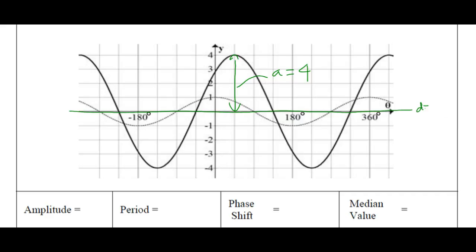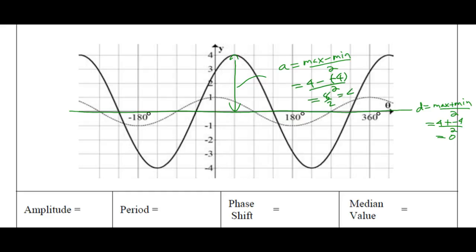Yeah, so d is equal to, here, let's do this. D is equal to max plus min, it's the average, over 2. So 4 plus negative 4 over 2, which is 0. And then a is equal to max minus min over 2, which is 4 minus negative 4 over 2, which is 8 over 2, which is 4.